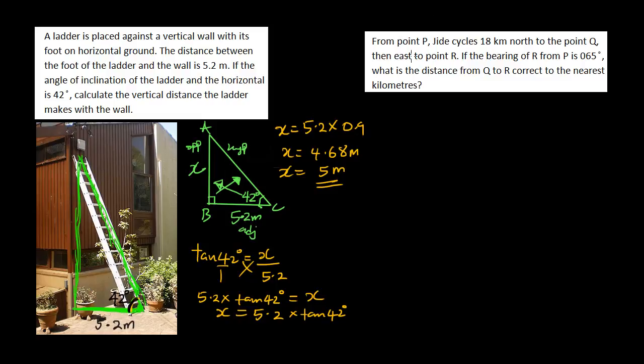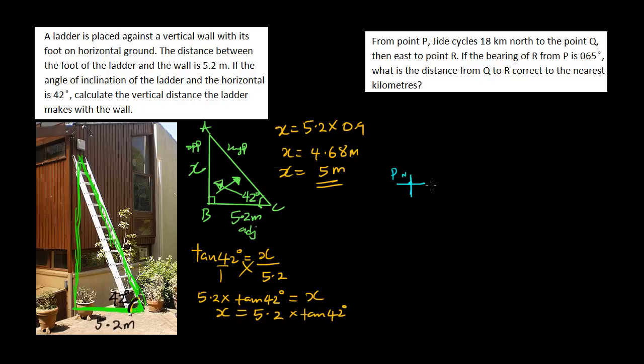Now let's solve this question. It says from point P, Jide cycles 18 kilometers north to the point Q. So let's take this point as point P. Jide cycles 18 kilometers north. You know, this is north, east, south, and west. So let's follow that. From point P, Jide cycles 18 kilometers north to the point Q.